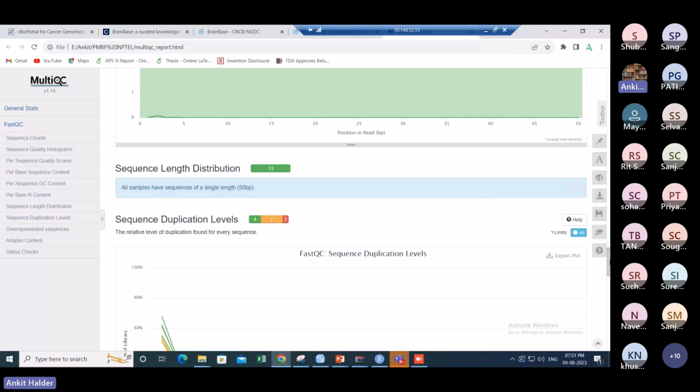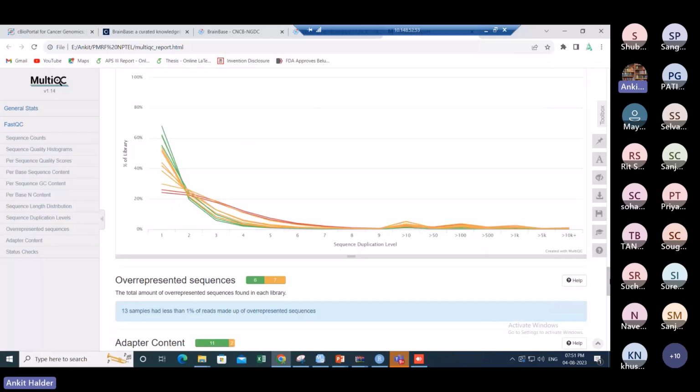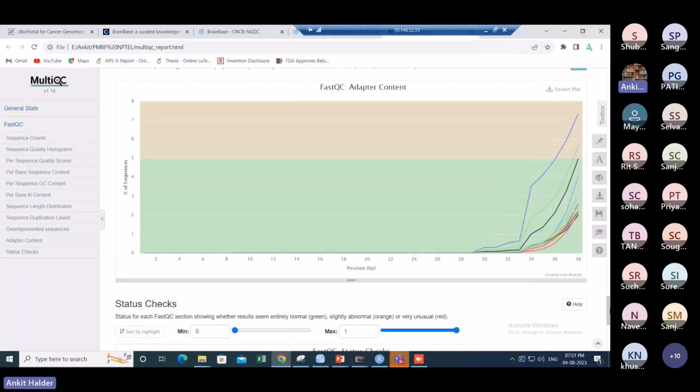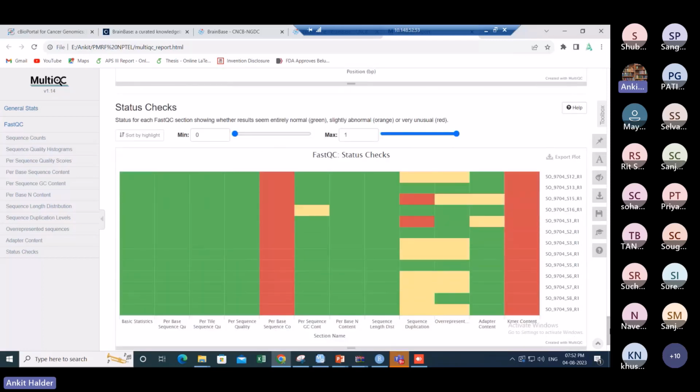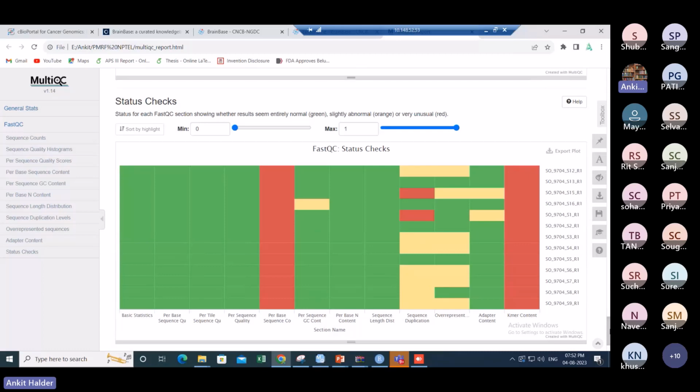Then the sequence distribution, sequence duplication levels, overrepresented sequences, adapter content, and the status checks for per base sequence, showing which one has passed and which one has not. You can see the parameters where it has not passed, and these are the parameters that have failed for some of the samples, which we need to look at before going on for further analysis. All others have passed, with some warnings in between.